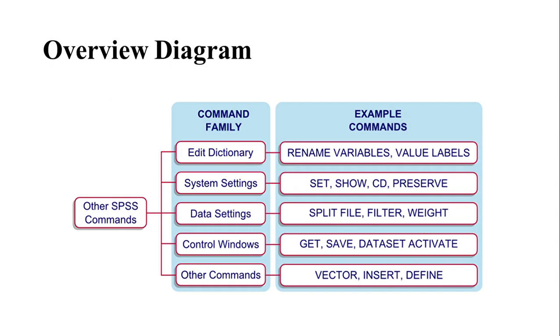Note that these are the most useful commands. These are not all of the commands; the commands are more than this. Then data settings: split file, filter, weight. These are examples of the commands. Then also you have control windows: get, save, dataset, active. Then under the other commands we have vector, insert, and define. So I'm just listing all the commands. Now I'm going to explain each and every one of those commands in detail.